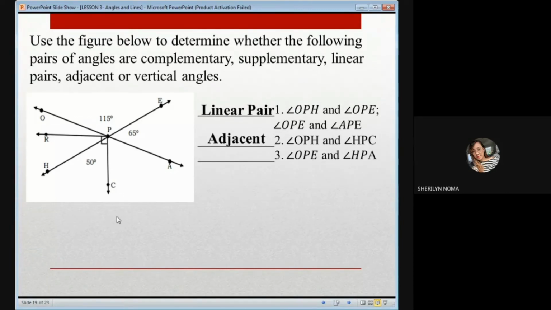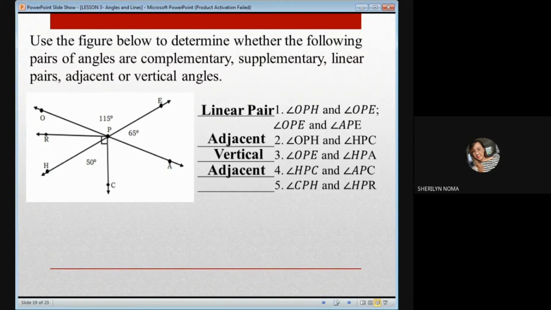Okay, how about number 3? Angle OPE and angle HPA. Number 3 is a vertical angle. Okay, number 4. Angle HPC and APC. So, the correct answer is adjacent. Number 5, angle CPH and angle HPR. So, correct answer po is complementary. And at the same time, pwede rin po siyang adjacent.